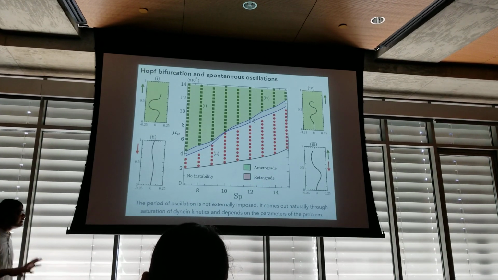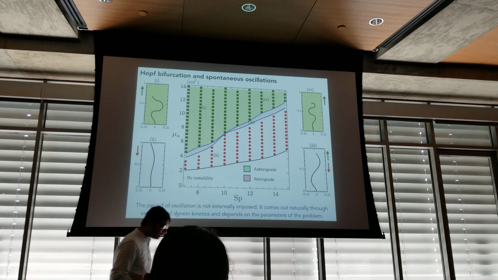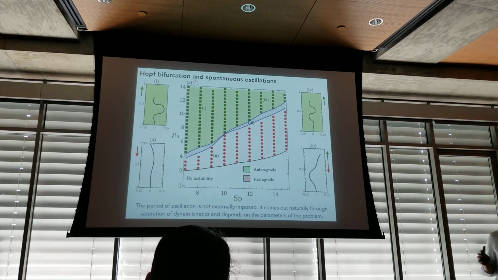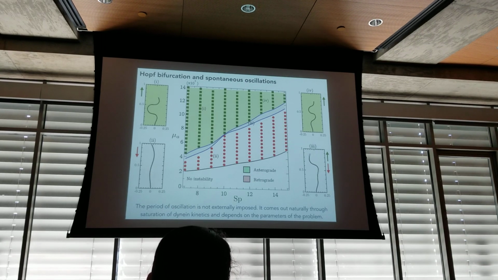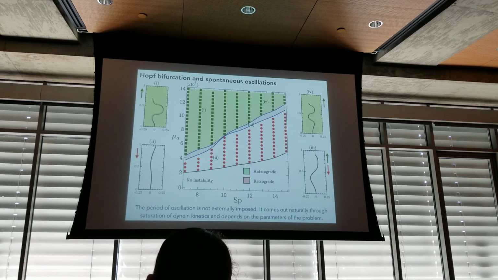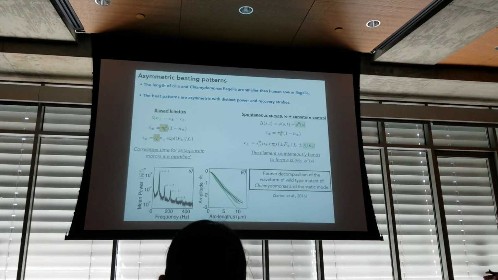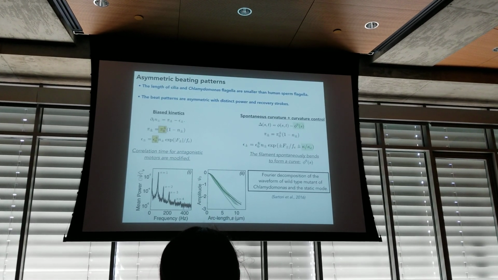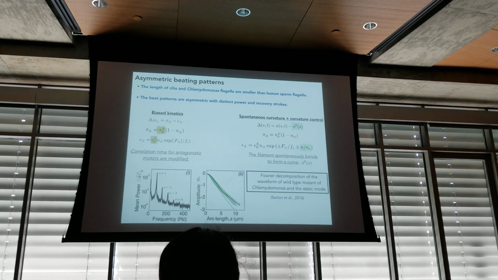And again, let me re-emphasize the main point before I move on. Nothing is pre-imposed here. Everything is coming out naturally out of the problem. So the frequency and the waveforms are selected naturally from the parameters of the problem. So I've told you about sperm-like beating patterns, but you know that cilia have asymmetric beating patterns and Chlamydomonas beats these breaststroke forms. So what about those?